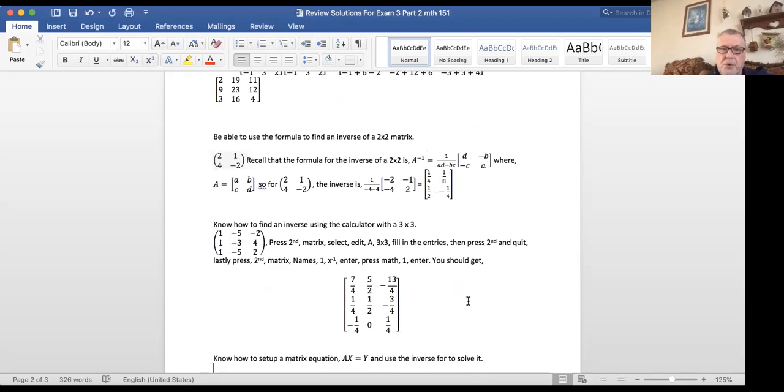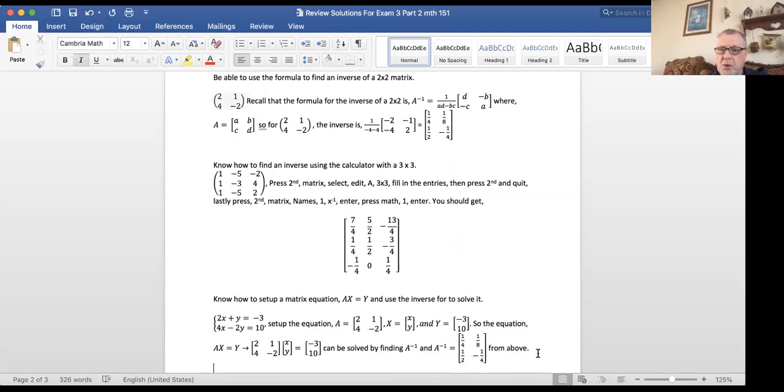We should be able to use our calculator to do a 3 by 3. We press second matrix, edit, put the 3 by 3 in, fill in the entries, press second and quit. Then lastly, press second matrix names, number 1 because we chose A, X inverse, press enter. Then, since it's probably going to be in decimal form, we want to press math 1, enter, and you should get this matrix.